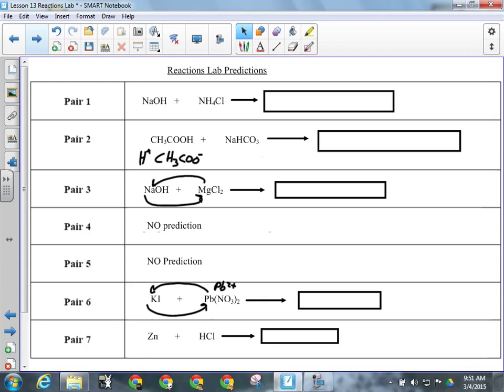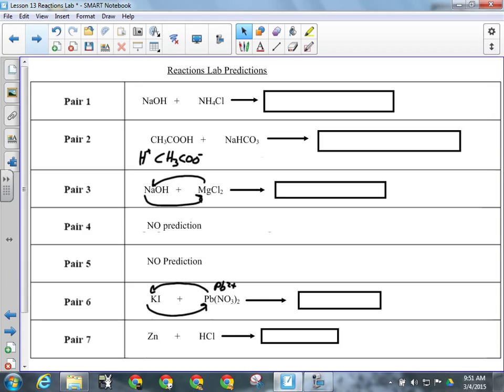All right, for example, in this pair, pair number 2, we mixed vinegar with baking soda. That's what's going on here. Acetic acid and sodium hydrogen carbonate, vinegar and baking soda. We predicted 2 ionic compounds. What happened in this reaction? A gas was formed. Can ionic compounds be gases? They cannot. So something else happened in this reaction. We have to figure out what when we write the reaction out.